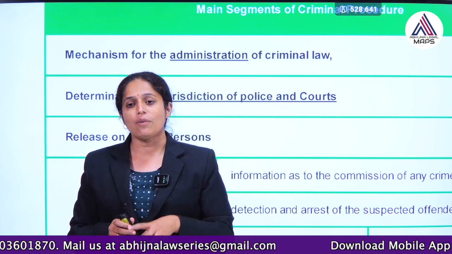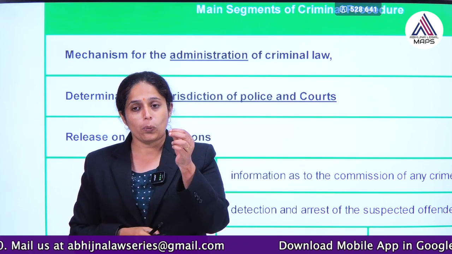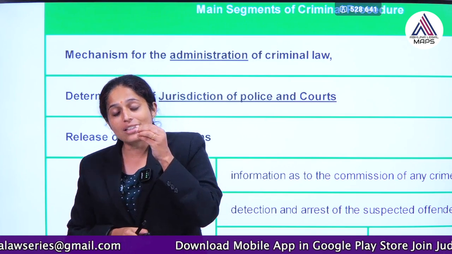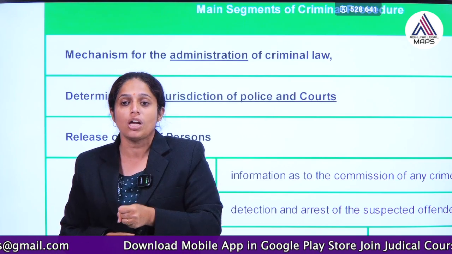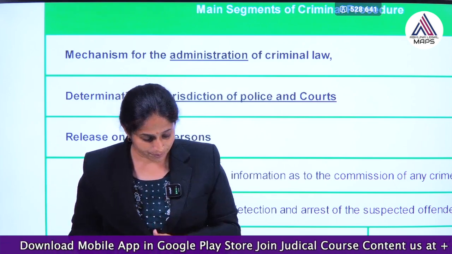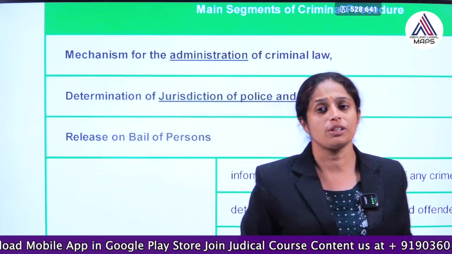You need to determine where the police get the jurisdiction to investigate the offence, and where the court gets the jurisdiction to try the offence. In determining those things, we have to refer to the criminal procedure.